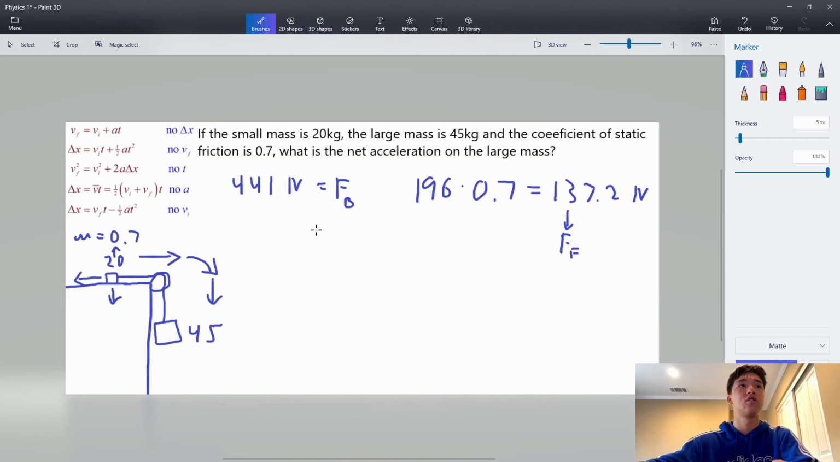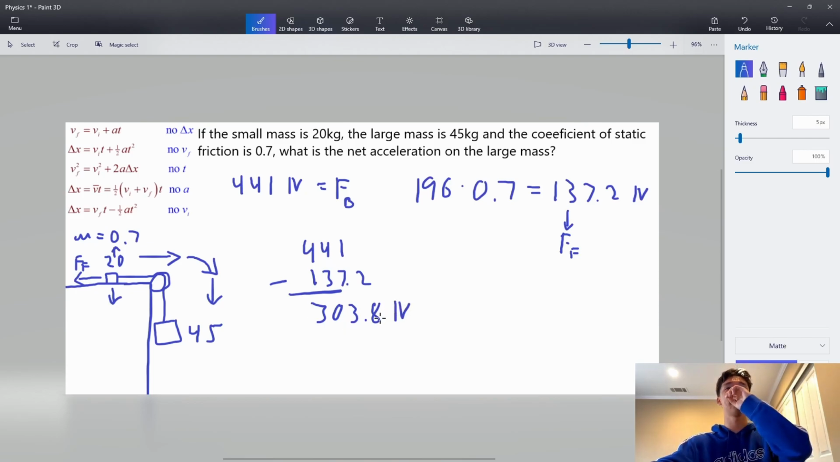Okay, so that frictional force is going to the left. Going to the right is our big force right here, our 441. So we have to subtract 441 by the 137.2, and that is going to get us 303.8 newtons. So this right here is our net force, and that's going to be ma, right?